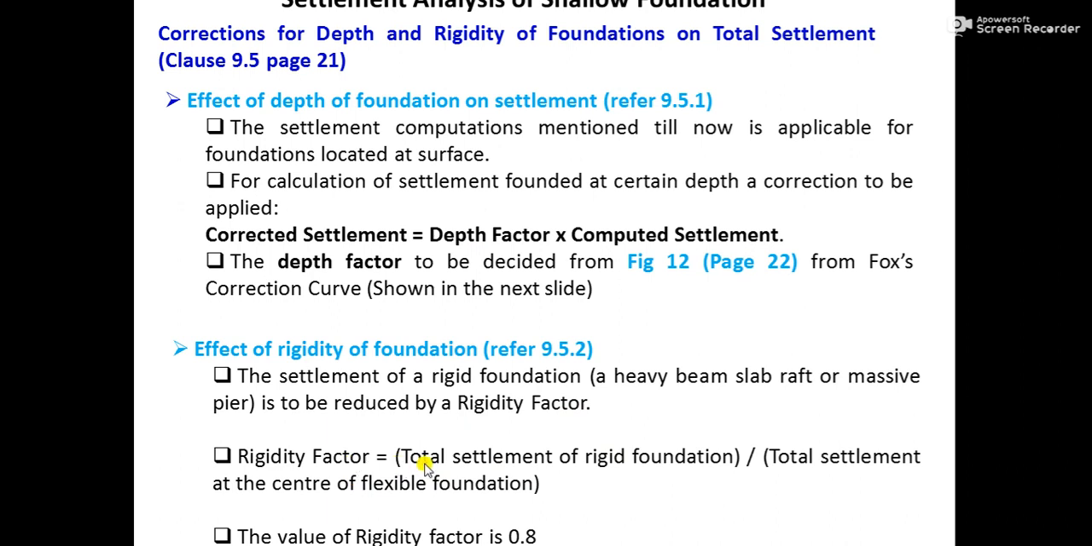So the rigidity factor is nothing but the total settlement of rigid foundation, as you see here, divided by the total settlement at center of flexible foundation, okay.